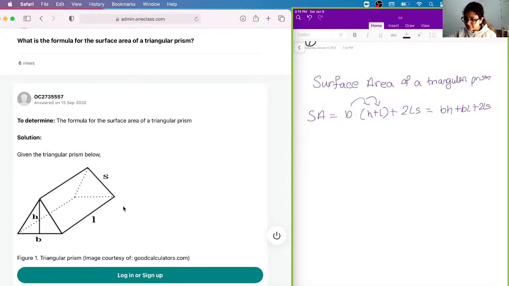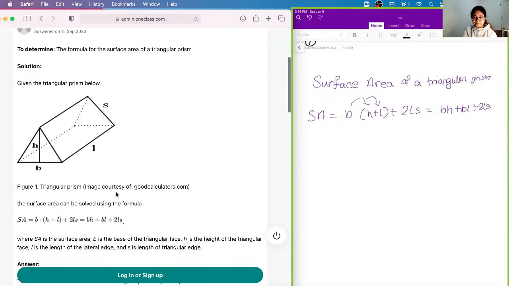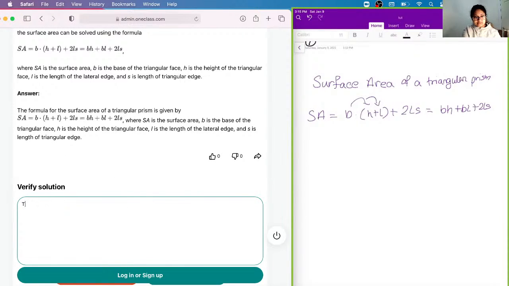So basically the formula of the surface area of a triangular prism is given by this formula, where SA is the surface area, B is the base of the triangular face, right? So B is this whole base, and H is the height of the triangular face, L is the length of the lateral edge right here, and S is the length of the triangular edge. So you can say this is the slant height. Okay, and so basically this is your formula. So this is all right.